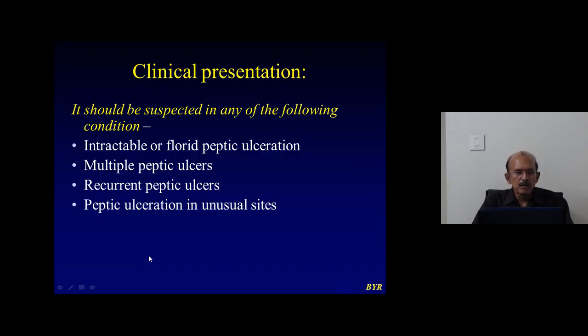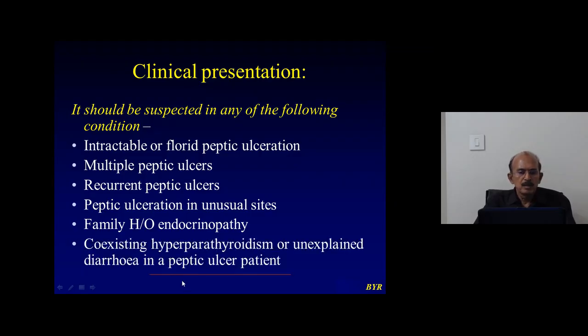But in Zollinger syndrome, such high quantities of acid are generated that the alkaline juice coming from the pancreas is insufficient to neutralize that acid. So the acid causes invasion and ulceration of the second part of the duodenum also. So if there is peptic ulceration in unusual sites, then you must think of Zollinger syndrome. Then any family history of endocrinopathy, or patients with peptic ulcer and coexisting hyperparathyroidism or unexplained diarrhea, you should suspect Zollinger-Ellison syndrome.